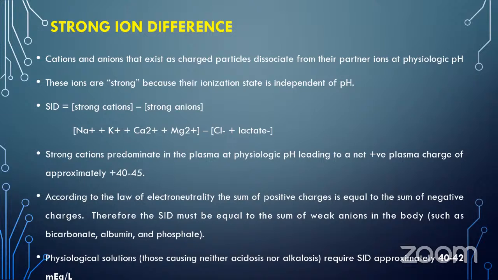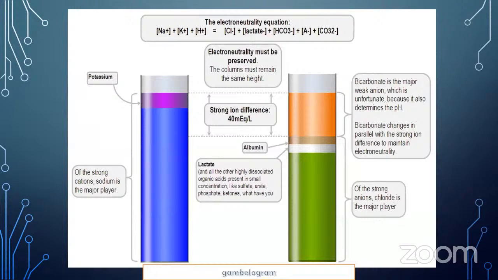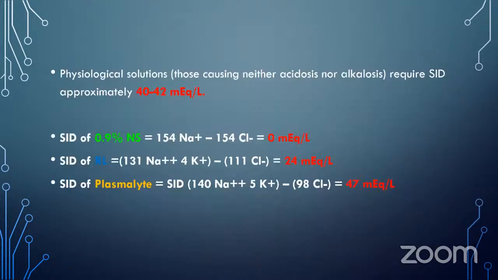So according to the law of electroneutrality, the sum of positive charges should always be equal to the sum of negative charges. Therefore, the strong ion difference must be equal to the sum of weak anions in the body, such as the bicarb, albumin, and phosphate. So the physiological solutions, those causing neither acidosis or alkalosis, require a strong ion difference approximately of 40 to 42. So how will this strong ion difference help you in choosing the fluids? If you see the electroneutrality equation, this is the strong ion difference. It should be at least around 40. So physiological solutions require a strong ion difference of approximately 40 to 42.